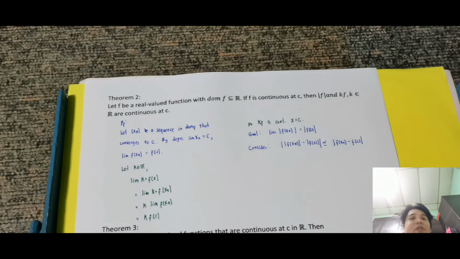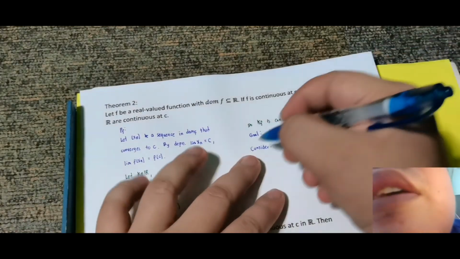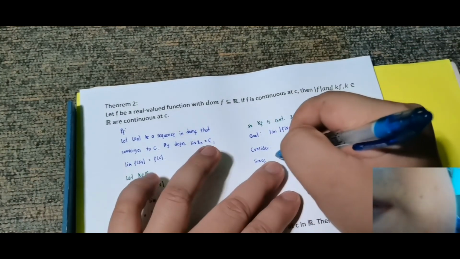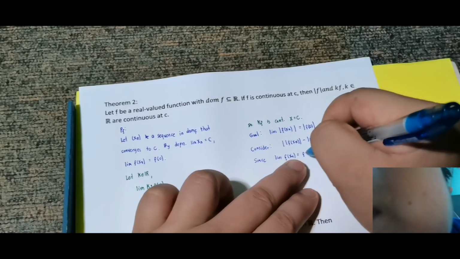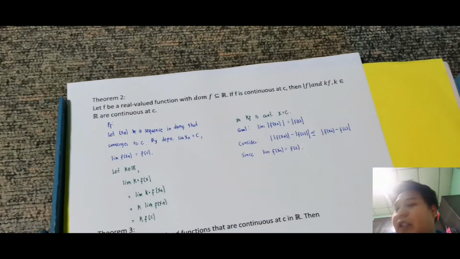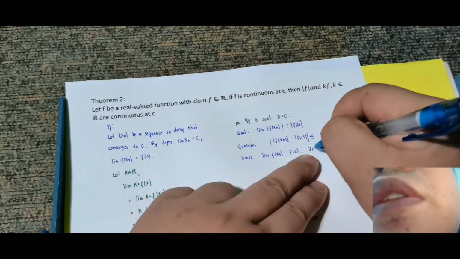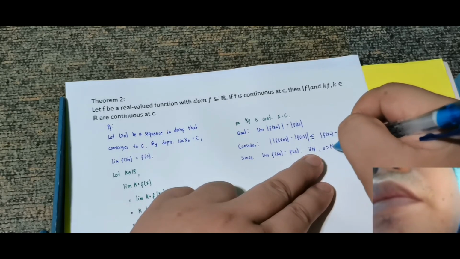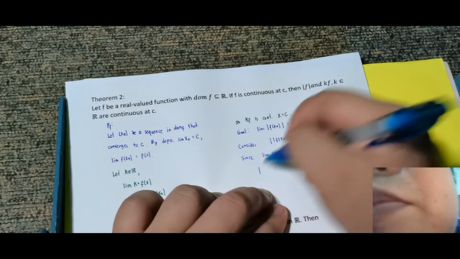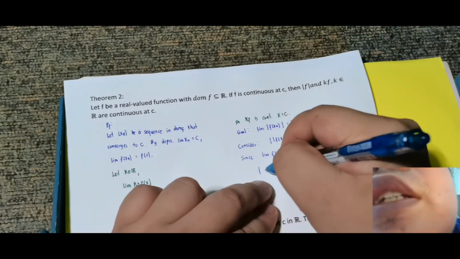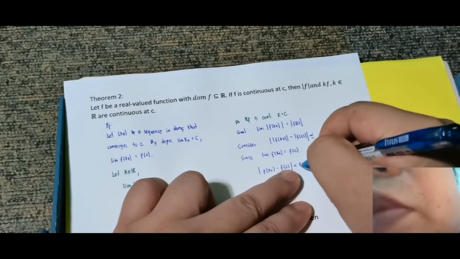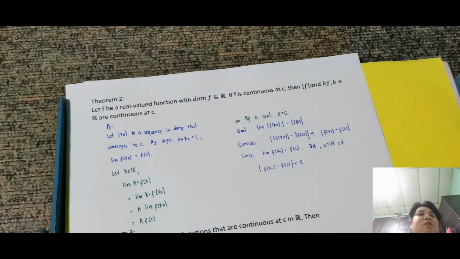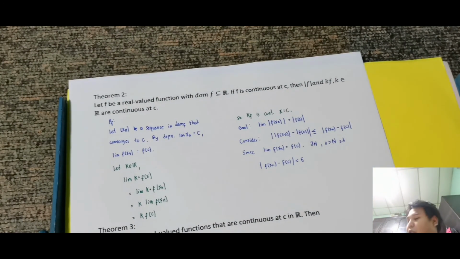f of c, tama? Yung limit ng f of x sub n is f of c, ano mangyayari? There exists n, since yung limit of f of x sub n is equal to f of c, there exists n for n greater than n such that yung absolute distance nung f of x sub n minus f of c is less than epsilon. Okay, so ano definition? By definition of converging sequence. Naalala nyo, ganyan yung definition of converging sequence.